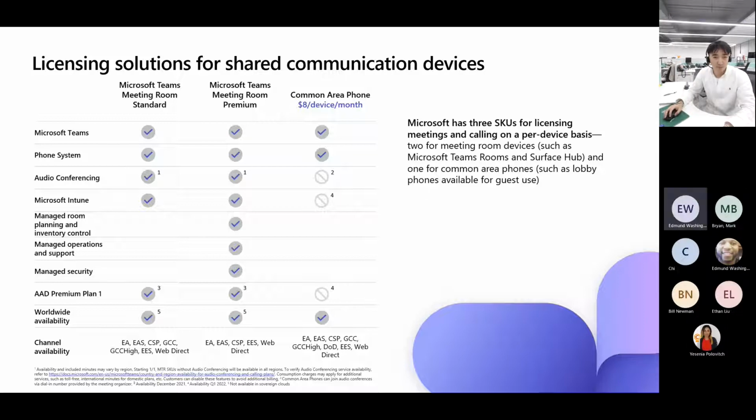It gives you access to dedicated experts that are trained to manage everything from room planning to inventory. They are also trained to take action on behalf of your company to ensure an optimal experience. We also have a common area license as well, for conference room desk phones. So those are the 3 SKUs that we have today to support your licenses.